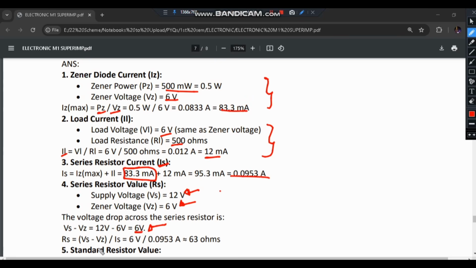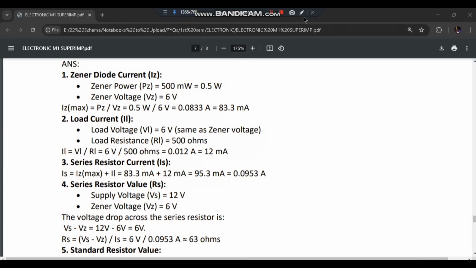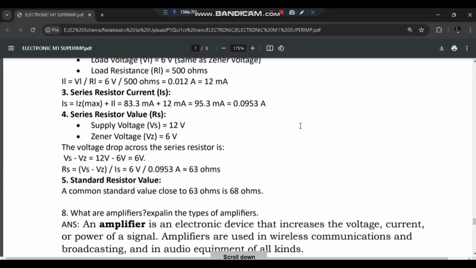Now the resistance is nothing but voltage by current, right? So voltage we have 6 volts, we have calculated it here, and the current we have got is 0.0953. So we'll divide 6 volts by 0.0953, we'll get 63 ohms, and the closest standard value to 63 ohms is 68 ohms. That's the last thing you need to write.